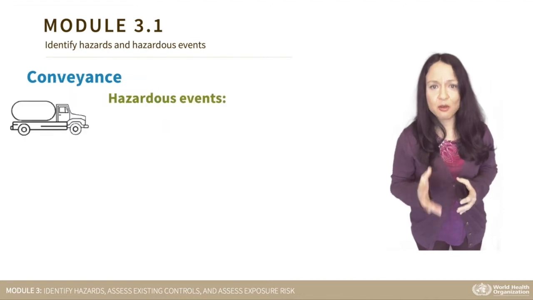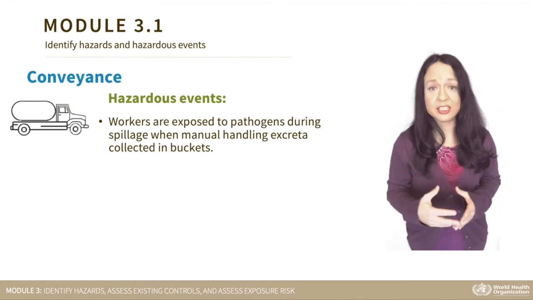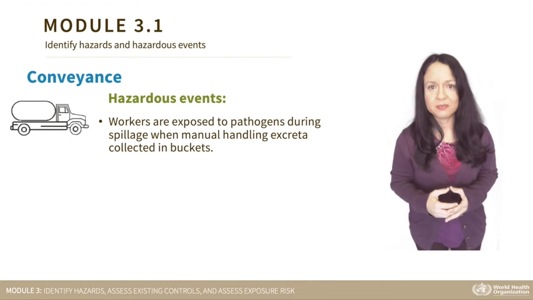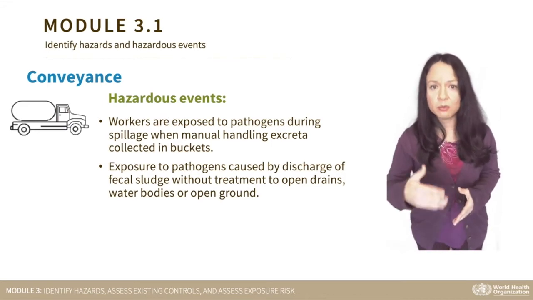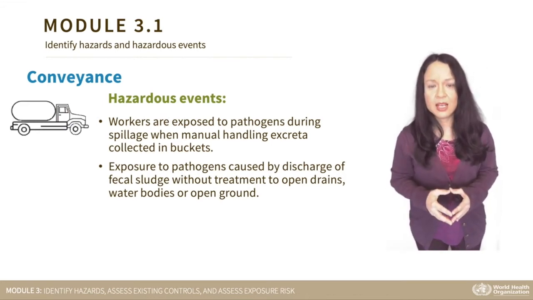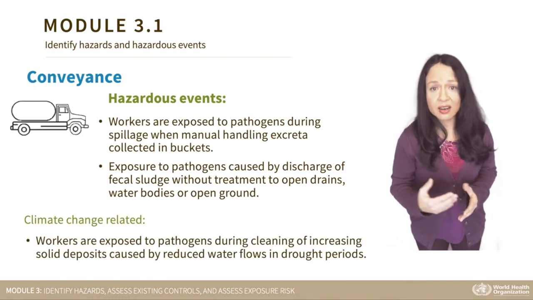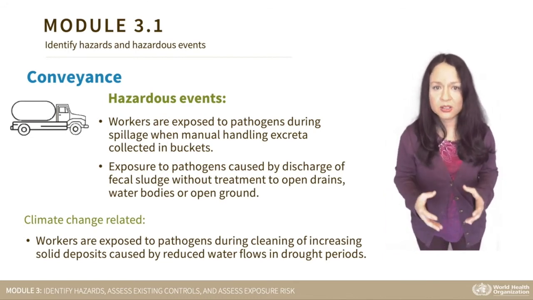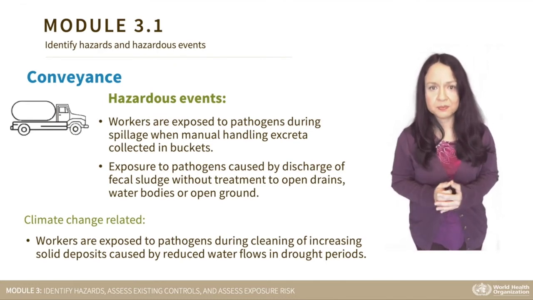Hazardous events at the conveyance step include workers are exposed to pathogens during spillage when manual handling excreta collected in buckets. Exposure to pathogens caused by discharge of fecal sludge without treatment to open drains, water bodies, or open ground. An example of climate-related hazardous event is when workers are exposed to pathogens during cleaning of increasing solid deposits caused by reduced water flows in drought periods.